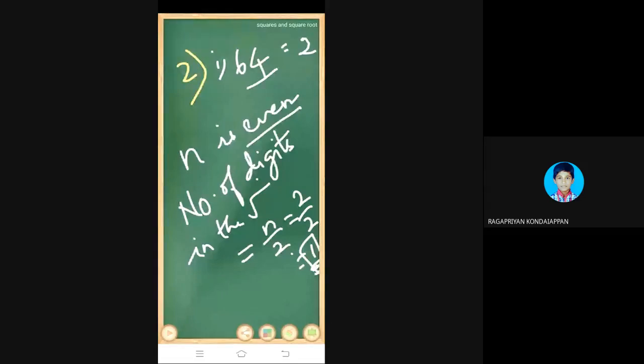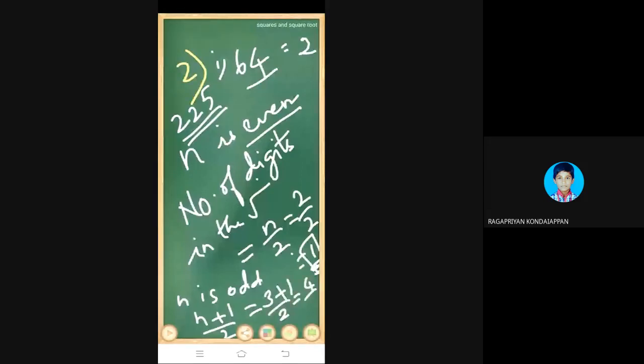Suppose n is odd, if the given question has a 3-digit number or 5-digit number, then the formula is n plus 1 by 2. Suppose a 3-digit number is given, for example, 225. This is a 3-digit number. That means the formula is n plus 1 by 2. So 3 plus 1 by 2, which is 4 by 2. Answer is 2. So when you take the square root of this, you will get a 2-digit number as an answer, because the square root of 225 is nothing but 15. 15 is a 2-digit number. I am giving the answer for example, but you have to find out only this one.